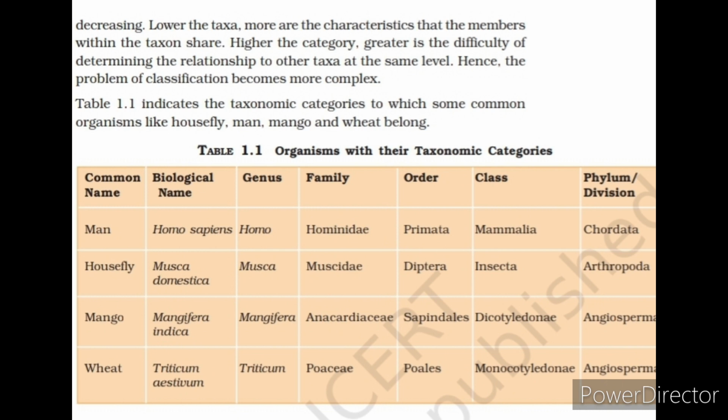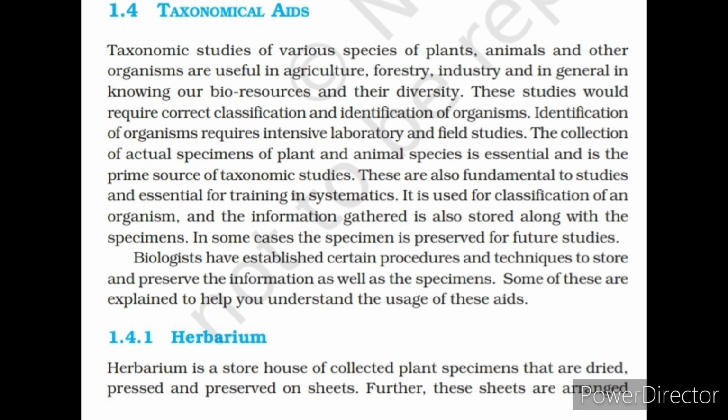Hence, the problem of classification becomes more complex. Taxonomical aids. Taxonomic studies of various species of plants, animals and other organisms are useful in agriculture, forestry, industry and in general in knowing our bioresources and their diversity. These studies would require correct classification and identification of organisms.